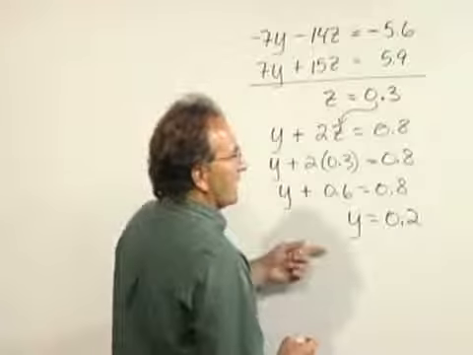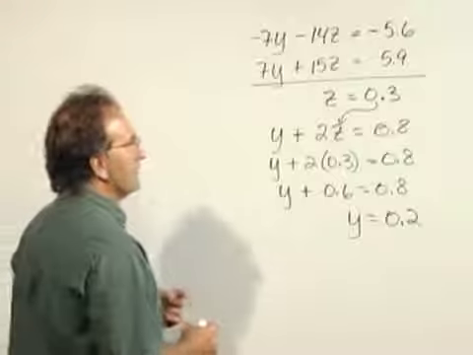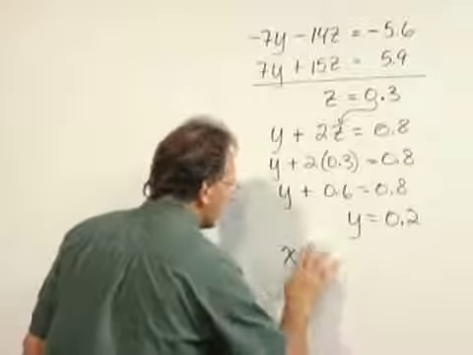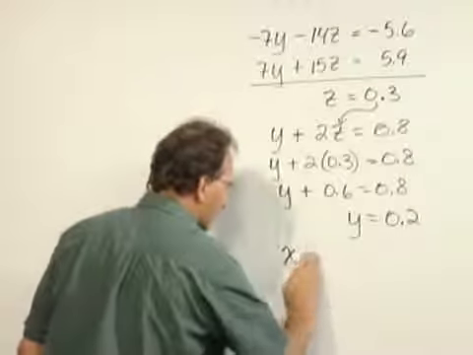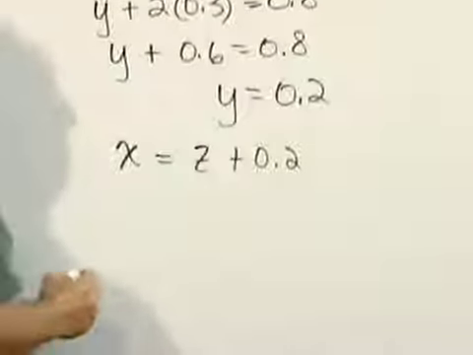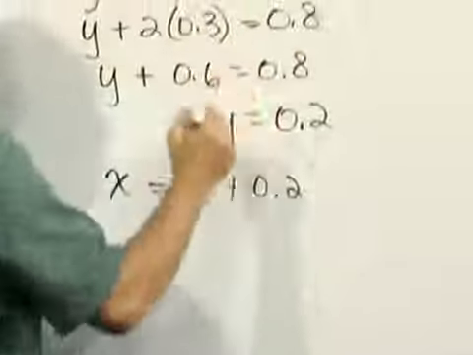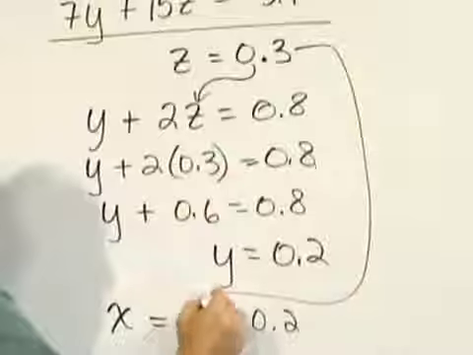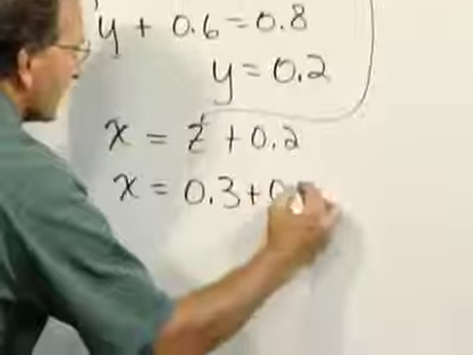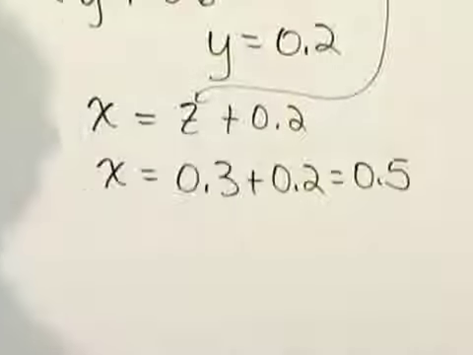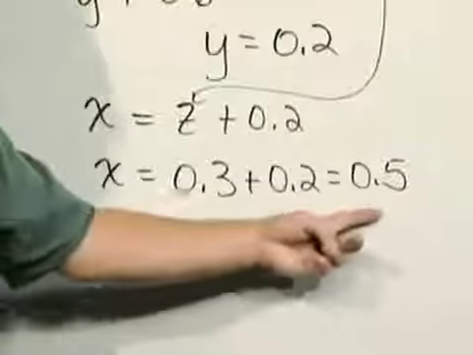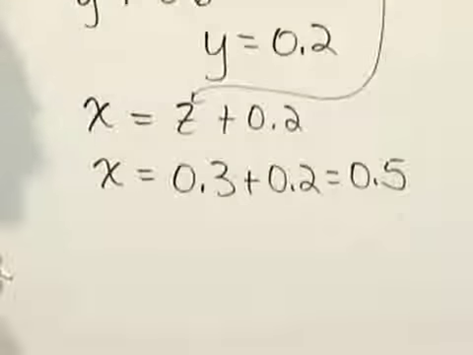Now I want to find the value of x. I can find the value of x by taking the original equation x equals z plus 0.2. And I can substitute the fact that z up here is equal to 3/10. So x is equal to 3/10 plus 2/10, or in other words, 5/10. Now, what we have is all of our answers in decimal form, which is a fraction of an hour. So we need to convert these.